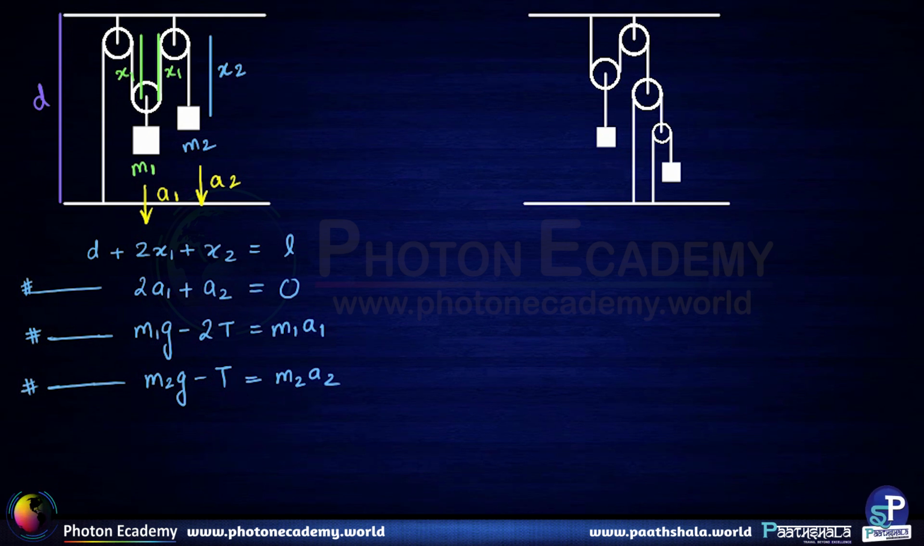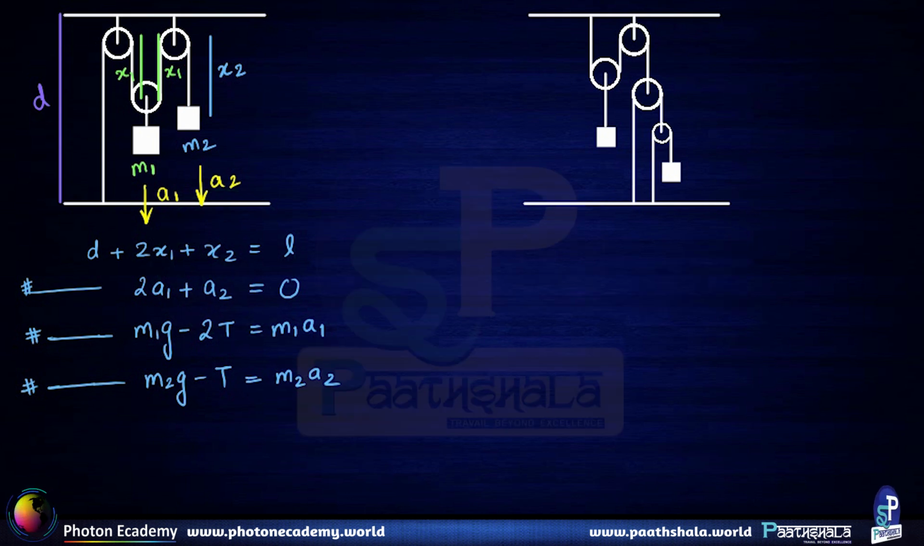On the mass m2, only one single tension acts, as can be seen from the diagram. Here 2 times t is acting, and here only one single t is acting. So these three equations will give us the correct solution for this particular problem.